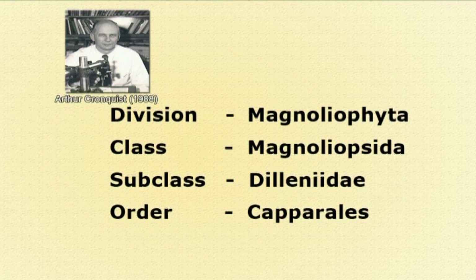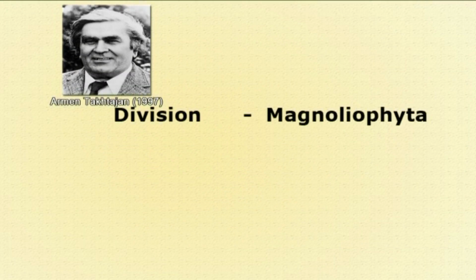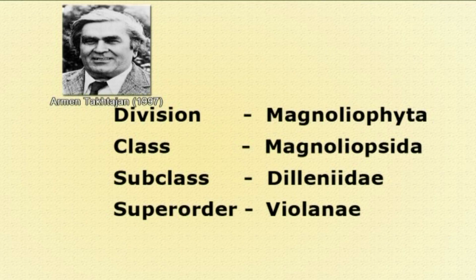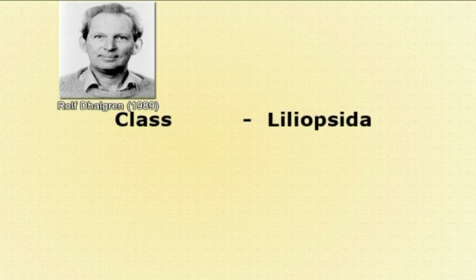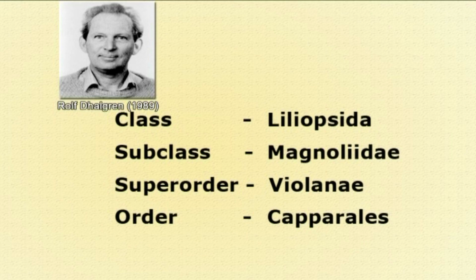Capparales. This was followed by Takhtajan, a Russian taxonomist, who classified this family the same as Cronquist under the division Magnoliophyta, class Magnoliopsida, subclass Dilleniidae, but he included one more superorder called Violanae and the order Capparales. Dahlgren, a Danish botanist, classified this family under the class. He doesn't recognize the division. He straight away ranked it at the rank of class Liliopsida, subclass Magnoliidae, superorder Violiflorae, and the order Capparales.